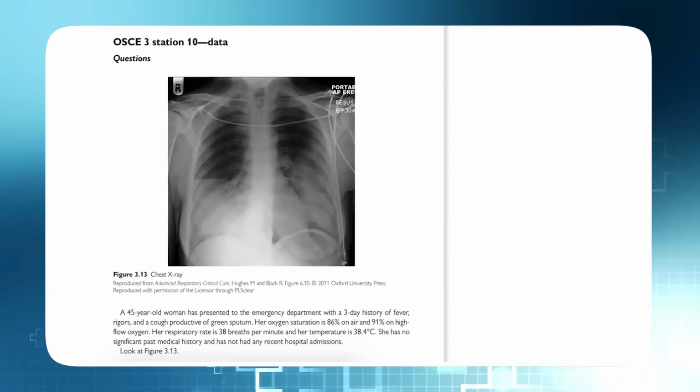The left side CP angle is blunted. Right side also maybe. The cardiophrenic angle is blunted, sir. No, the cardiophrenic angle is present on both sides.